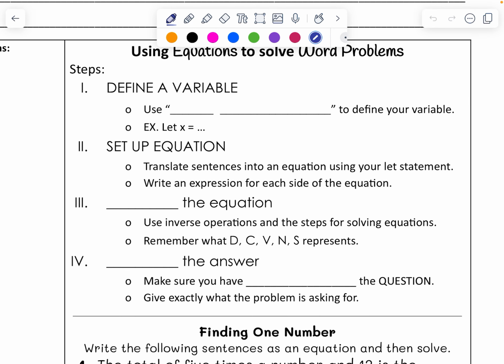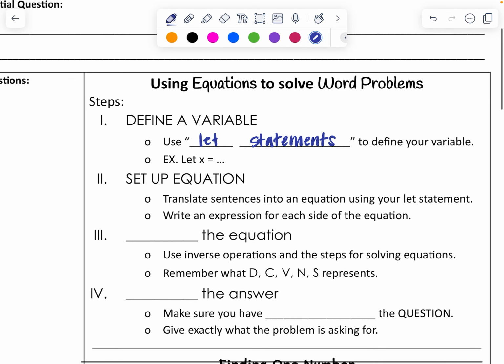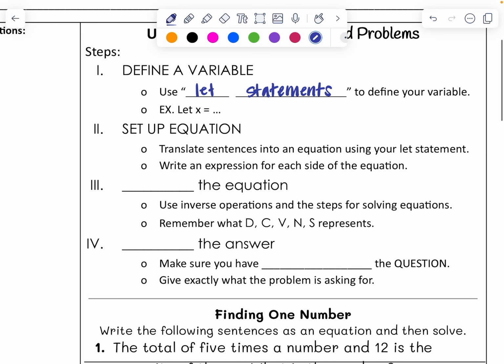Use let statements to define your variable. So let x equal the width, or let x equal the length, or let x equal one side, etc. Then you're going to set up your equation. Translate sentences into an equation using your let statement. Then you're going to write an expression for each side of the equation.